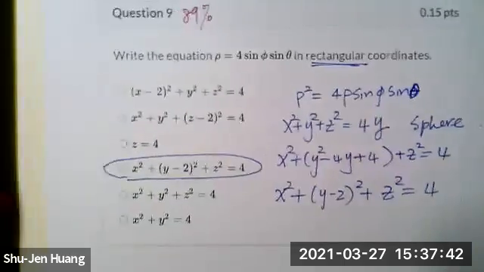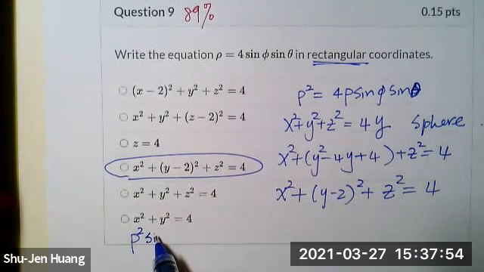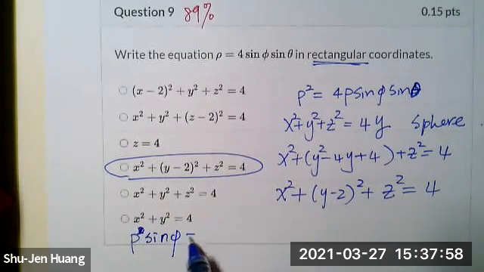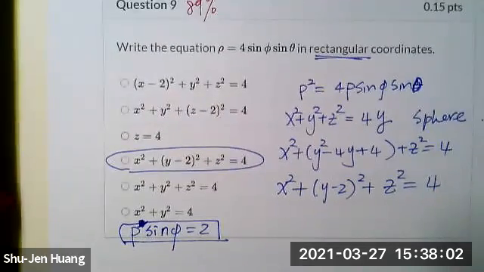And this one is the cylinder, and that can be written as r squared, and r is rho sine phi. So in fact, this can be written as rho sine phi equal to the last one.